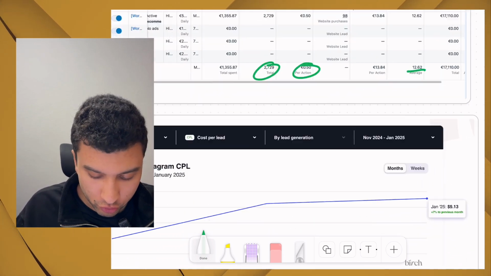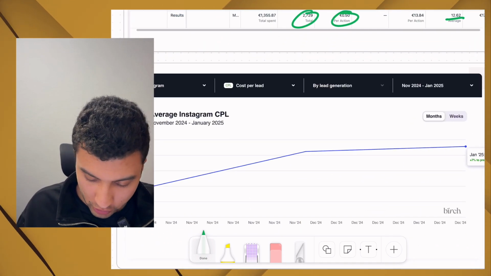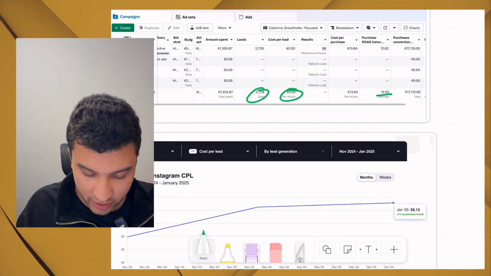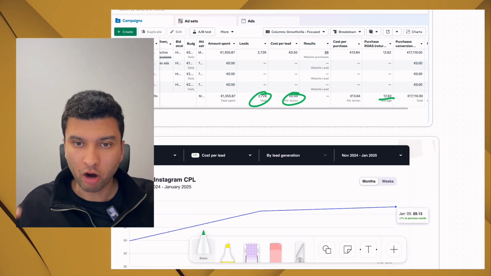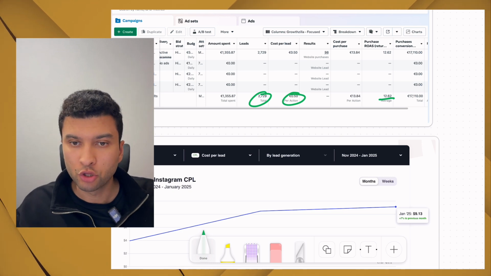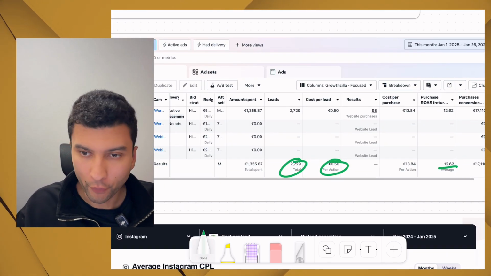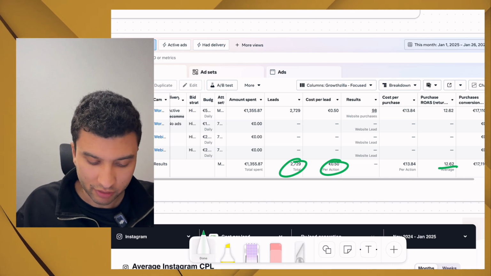Now, if you don't know, I've showed you it before, but just to give you an idea, here in January 25, the average cost per lead on Instagram, for example, is $9. So this is almost 10 times cheaper. And on that video, I'll break down the process that we use to create these types of funnels and these types of advertising, where we can basically get very cheap leads at like 50 cents.